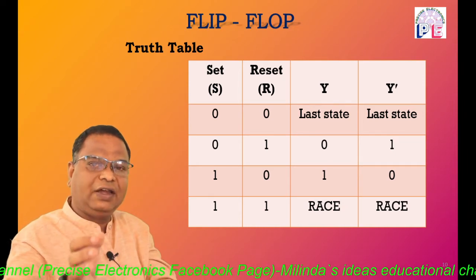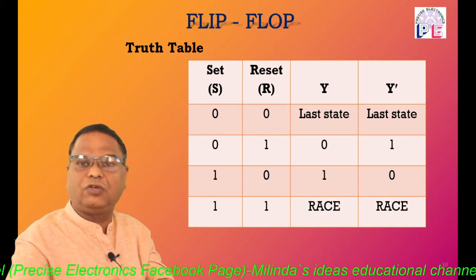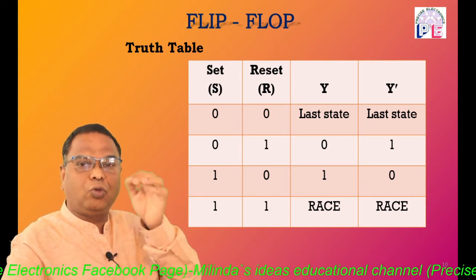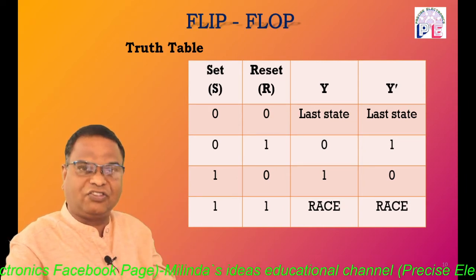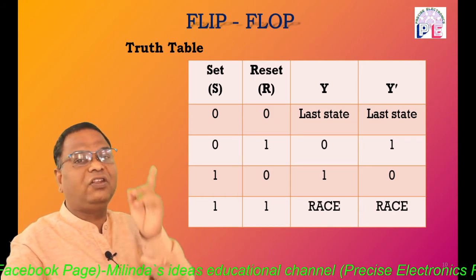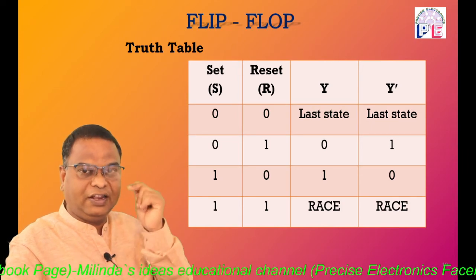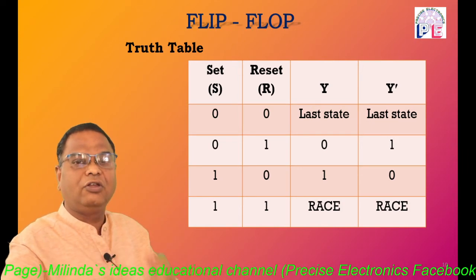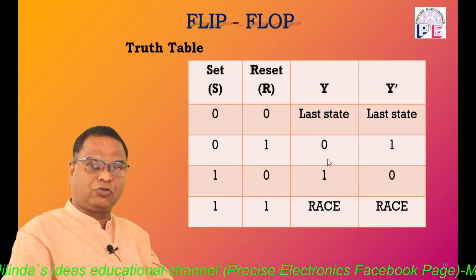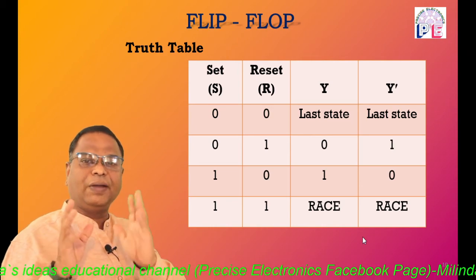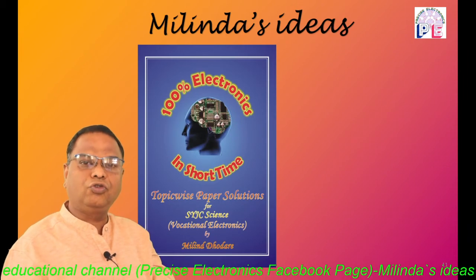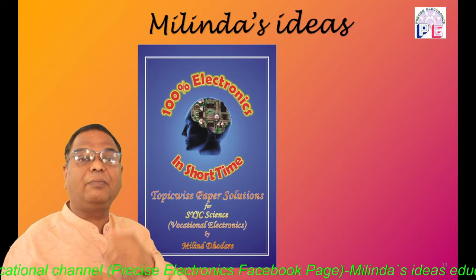In case of NAND gate, when both inputs are low, the flip flop is in race condition. In case of RS by using NOR, when both inputs are low, the flip flop is in last state. While in case of NAND gate, when both inputs are high, the flip flop is in last state. And in case of RS flip flop by using NOR gate, when both inputs are high, the flip flop is in race mode or in forbidden mode. So friends, that is RS flip flop by using NAND gate and NOR gate. And this RS flip flop is a basic flip flop used in digital devices as a memory device.